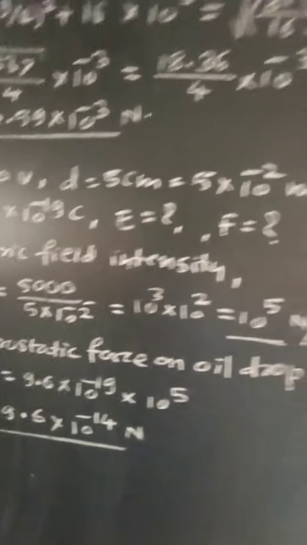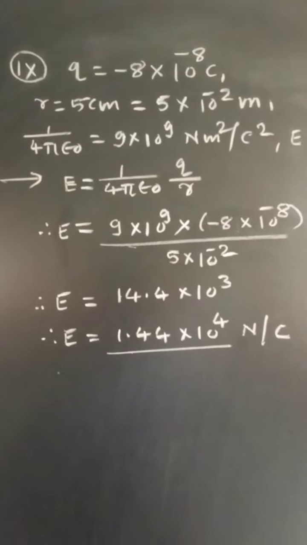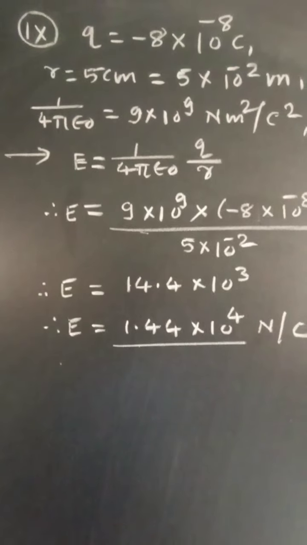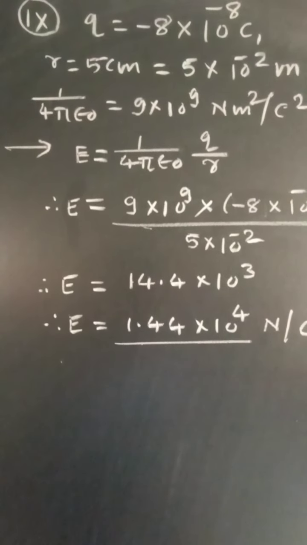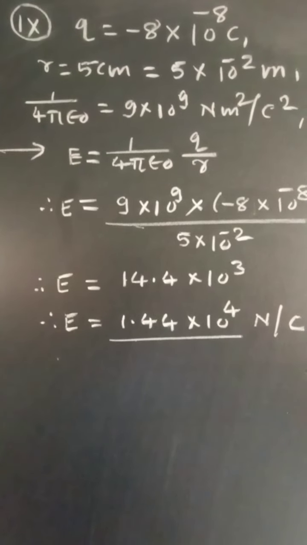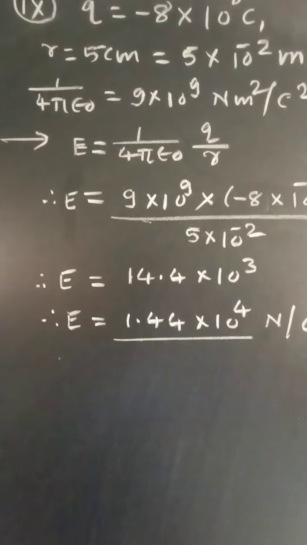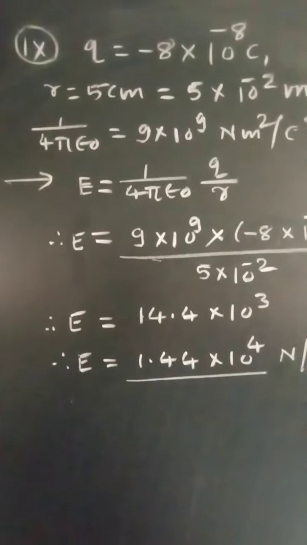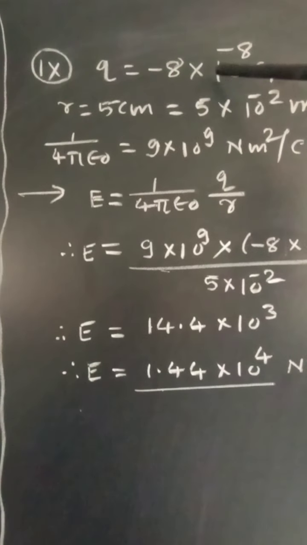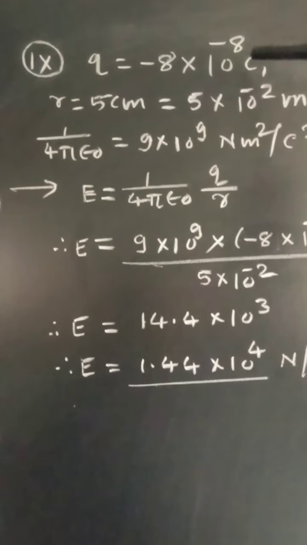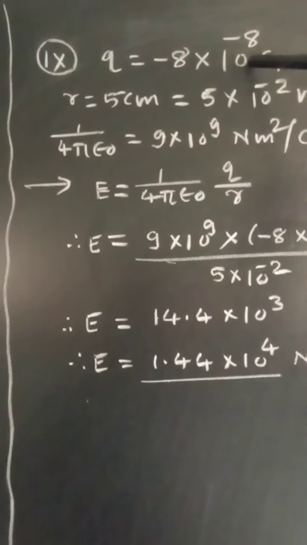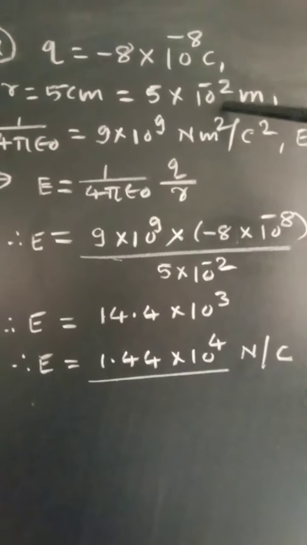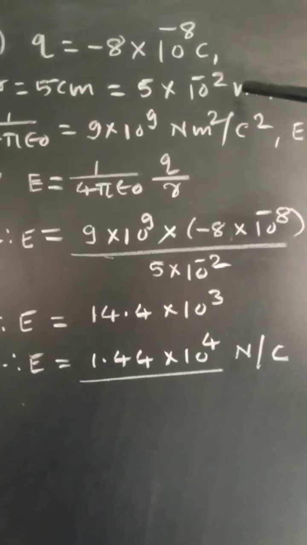And then let us go for next numerical, that is numerical number 9, which is given as: calculate the electric field due to a charge of minus 8 into 10 raised to minus 8 coulomb at a distance of 5 centimeter from it. And therefore, for this numerical, given data is charge Q is equal to minus 8 into 10 raised to minus 8 coulomb, that is the negative charge. Then R is equal to 5 centimeter, which will be written as 5 into 10 raised to minus 2 meter.